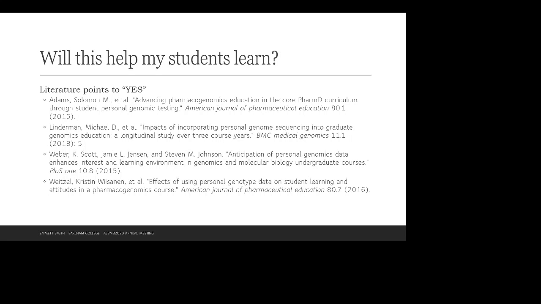There has not been a ton of literature on this, but there is some, and these 4 citations on the slide here point to yes. I should point out that these were not all done in the undergraduate setting. So you can see there's some PharmD curriculum, medical school curricula, higher level education here, graduate education. However, some studies indicate that it does, in fact, also help improve learning and interest in subject matter in undergraduates as well as graduate students. So the literature points to, yes, this will help my students learn.